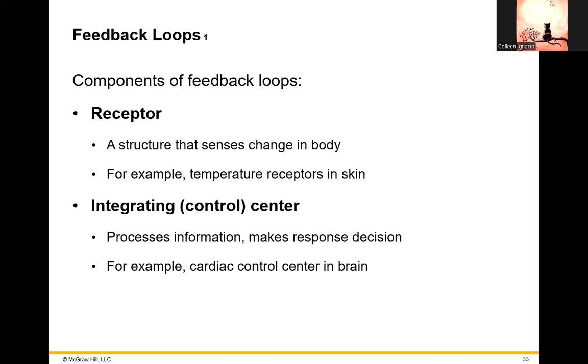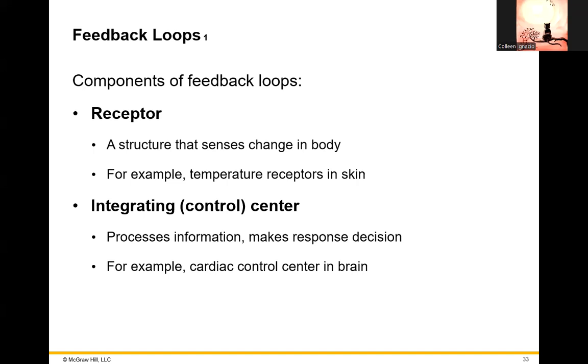And if we don't remove our hand for whatever reason, maybe someone's holding your hand over this hot thing, then the pain receptors are going to kick in, okay? Now, those are the receptors. Again, they sense the changes, they sense the stimuli. Now, the integrating or controlling center, that's just the part of the body that processes the information and makes the response decision. Like, okay, this is really hot, this is dangerous, I need to remove my hand.